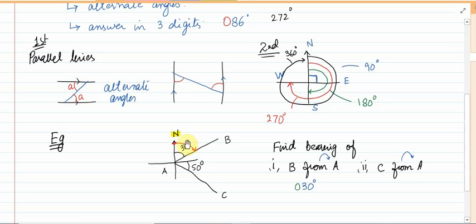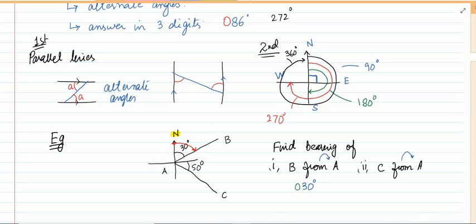So what is bearing? Bearing is an angle measurement. When we talk about angle measurement, we need a direction. The direction is clockwise. After that we need a starting point. The starting point is north. So we measure the angle in a clockwise direction, starting from north. That is called bearing.